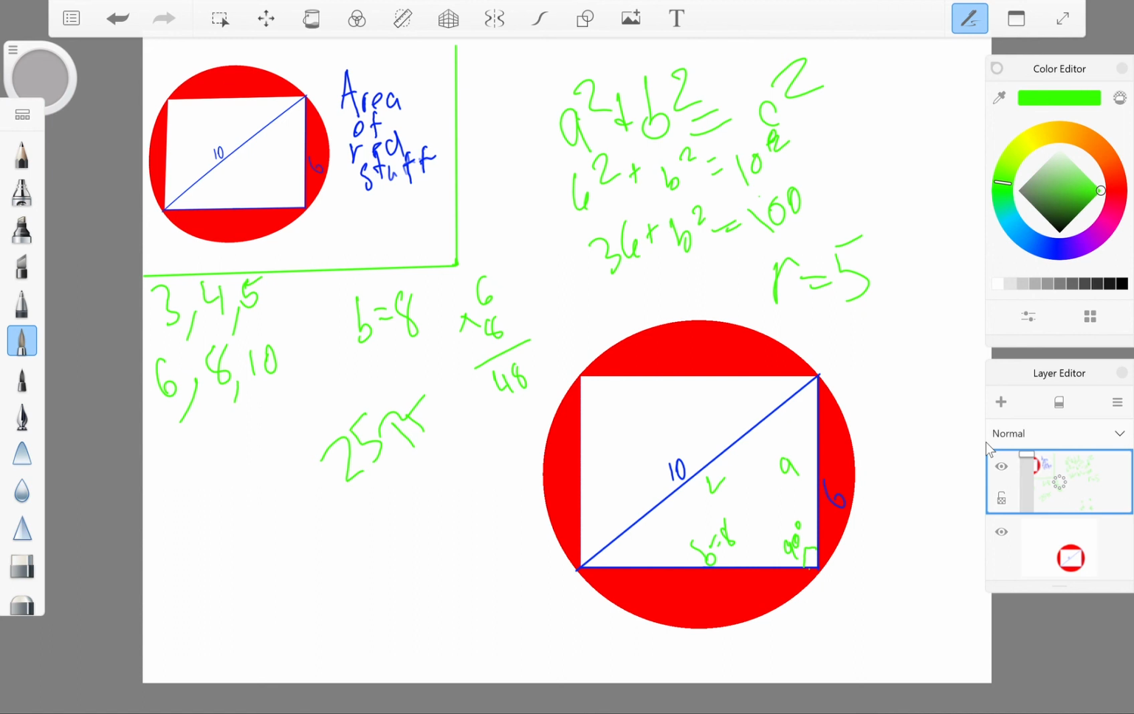Okay, so we know the area of the rectangle is 48. So all we need to do is 78.5 minus 48. You can shout it out, everyone. That's right, it's 30.5. And that's how we know the area of the red stuff is 30.5.